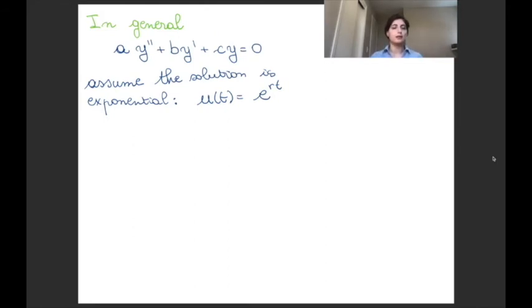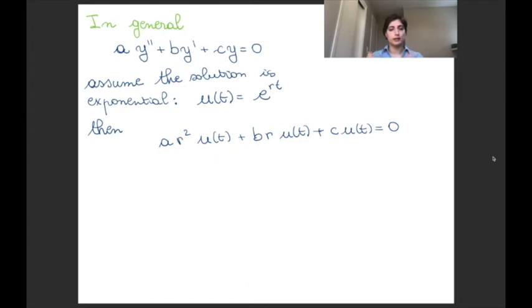In general, how can we solve a homogeneous, linear, second-order ODE with constant coefficients? We do it like this. We assume that the solution is an exponential. So we assume the solution has the form exponential of a coefficient r that we don't know, times time.